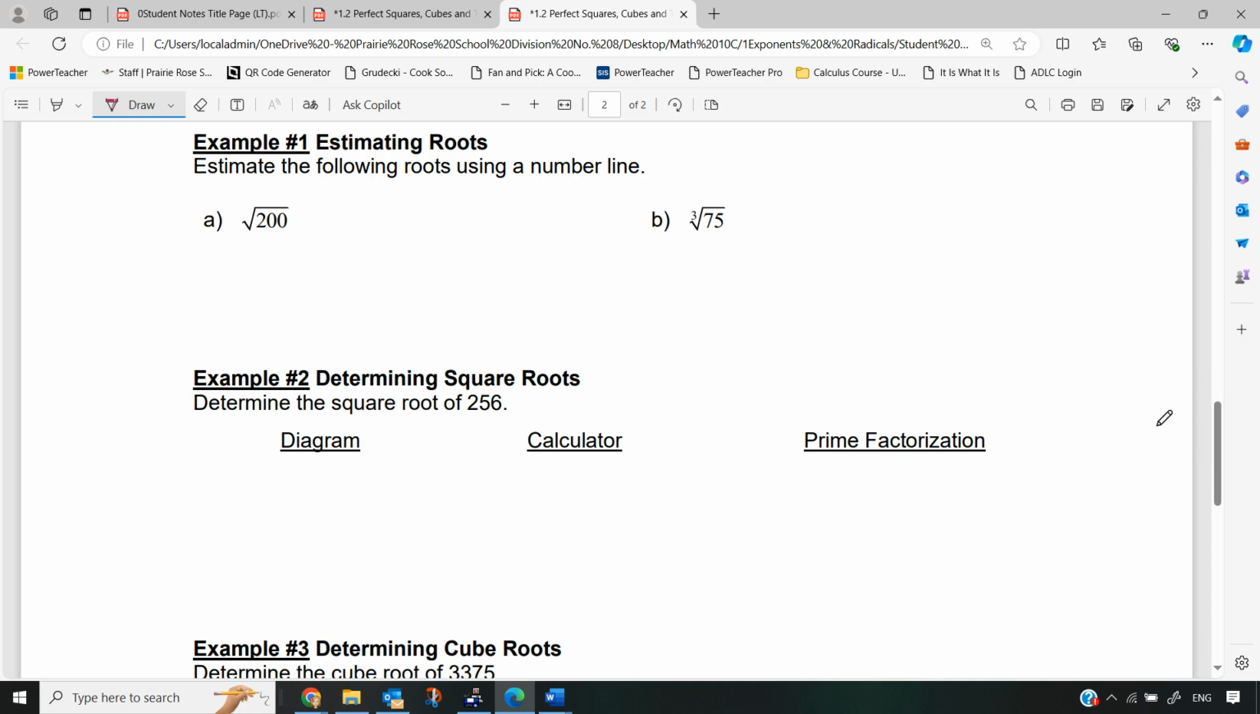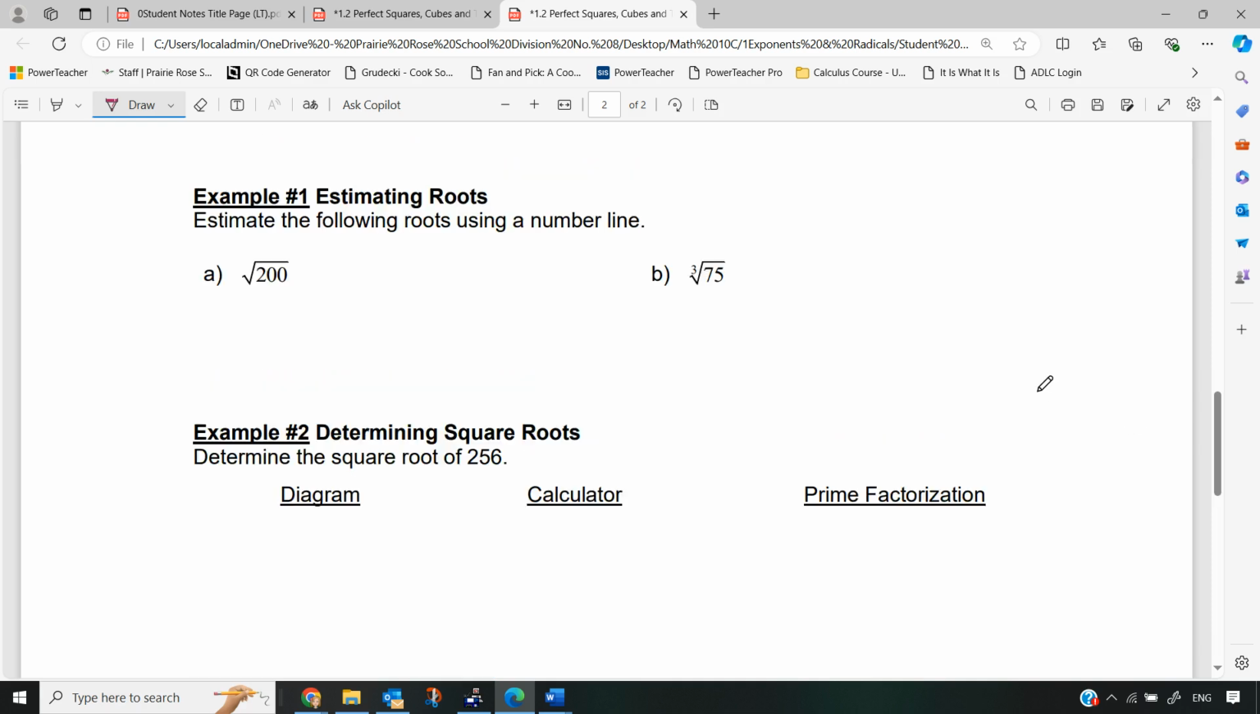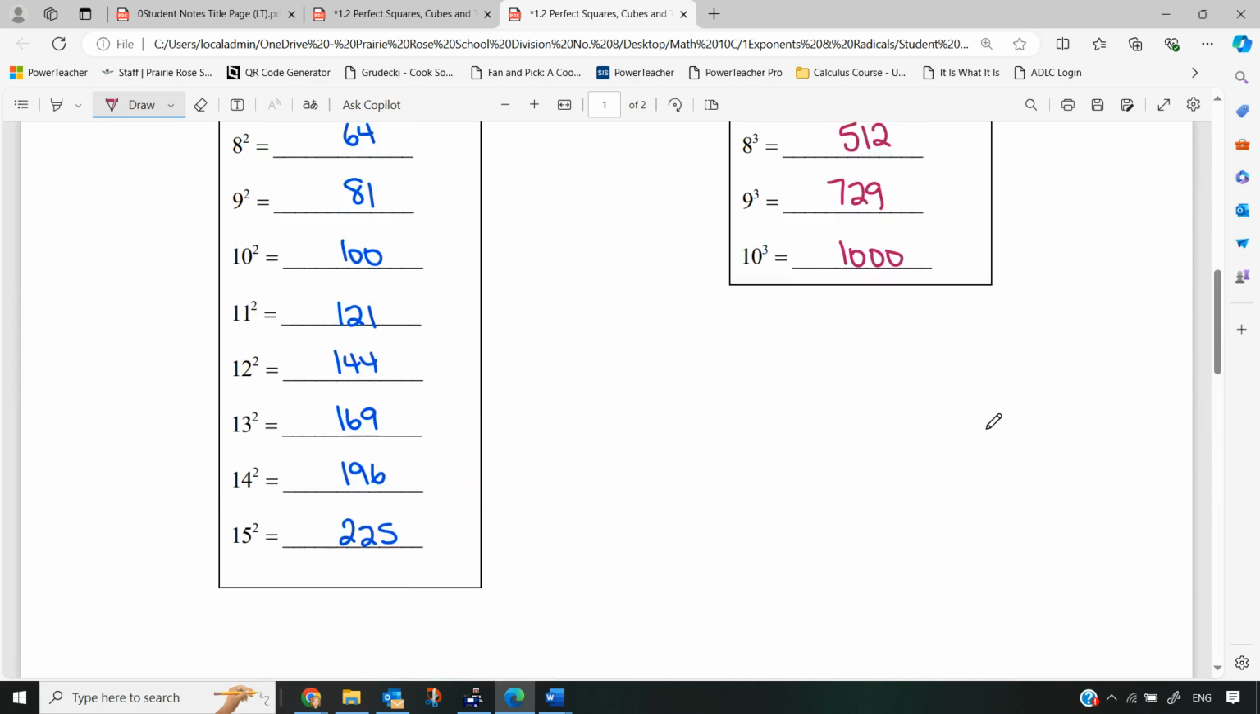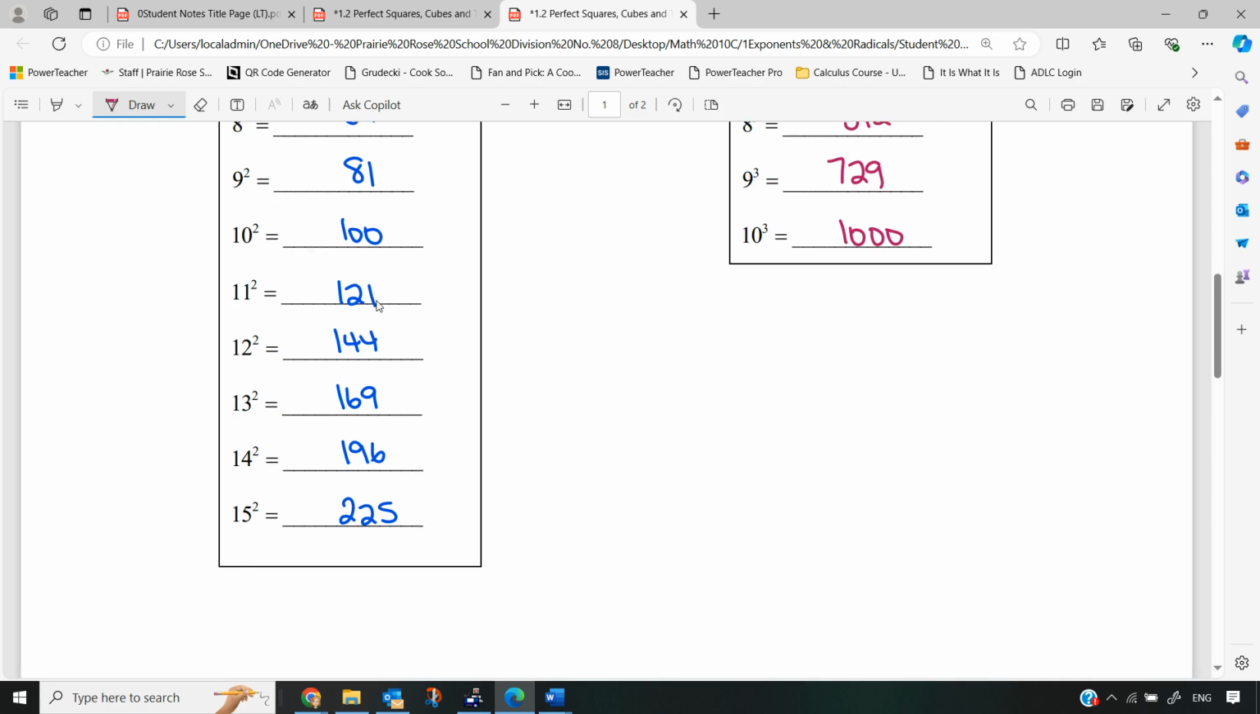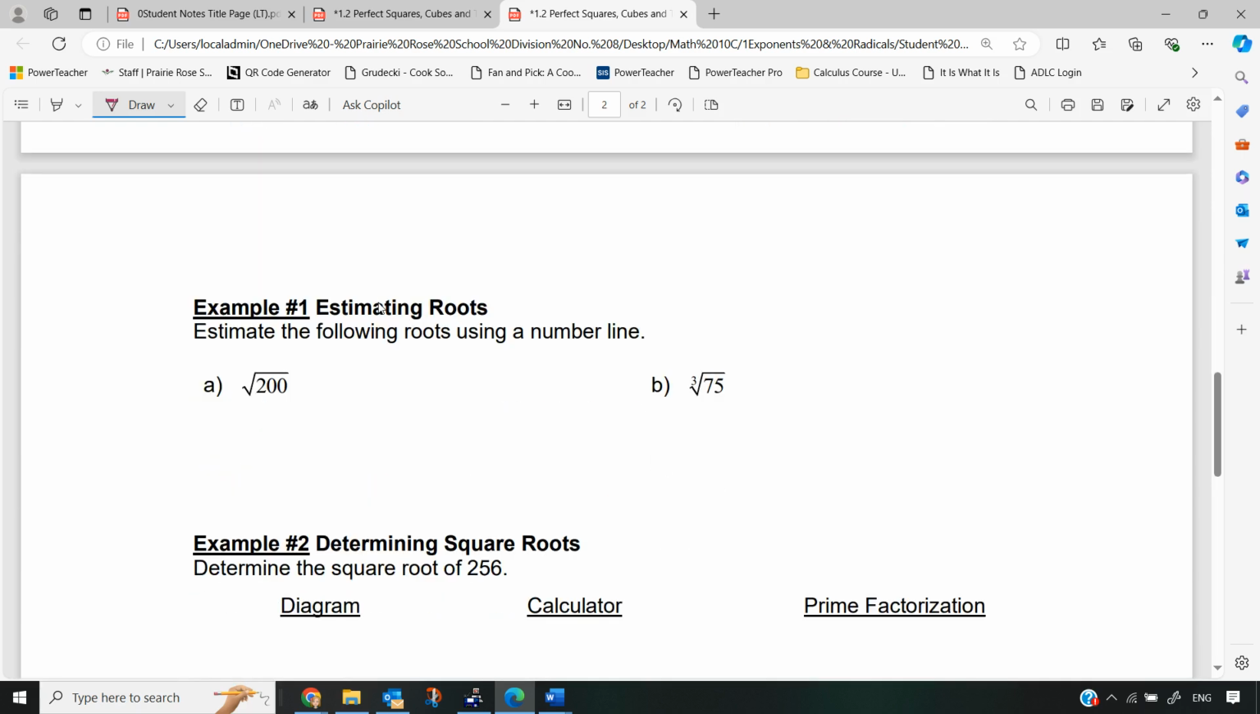If I want to estimate what the square root of 200 is, I can use perfect squares to do that. So let's think about our perfect squares. We're going to go back to our list above, and we want to find numbers that are close to 200. And so we can see from here that 14 squared is just below 200 and 15 squared is just above 200. So I'm going to draw a number line here, and I know that the square root of 196 is 14. And I know that the square root of 225 is 15.